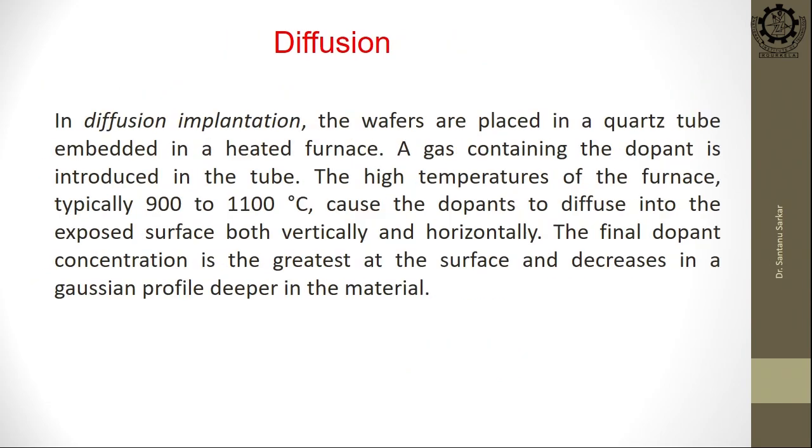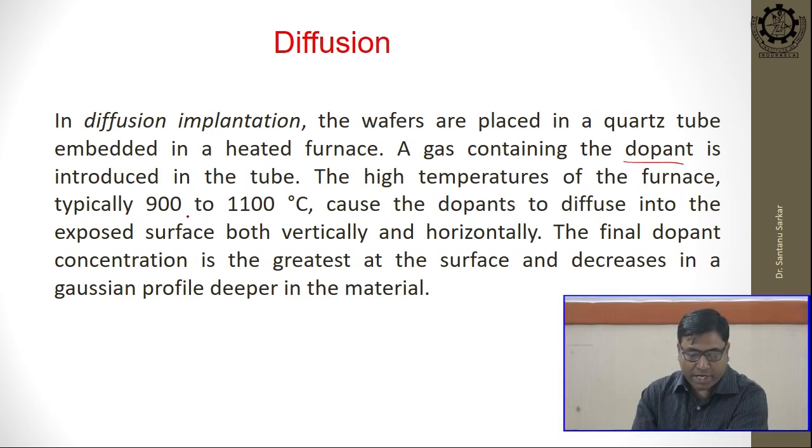So, in diffusion, the wafers are placed in a quartz tube in a heated furnace, and a gas which you want to dope, right, the type of doping. So, a gas containing the dopant is introduced in the tube. Okay. The high temperature of the furnace, typically 900 degree to 1100 degree centigrade, causes the dopants to diffuse into the exposed surface. Okay.